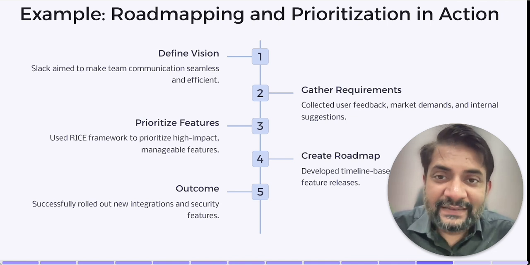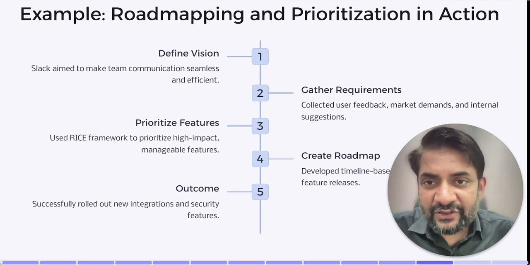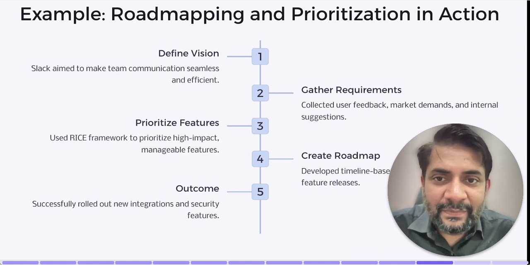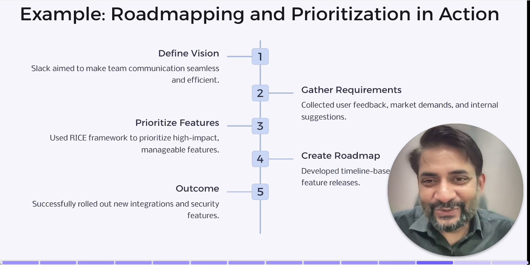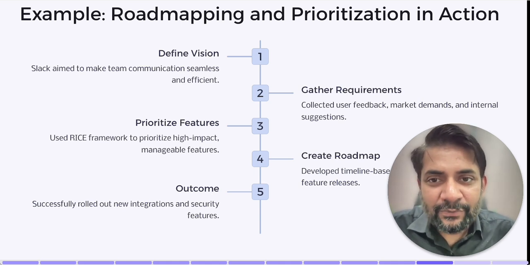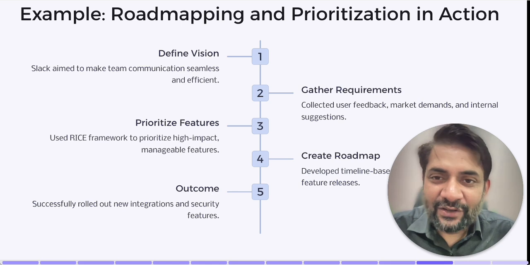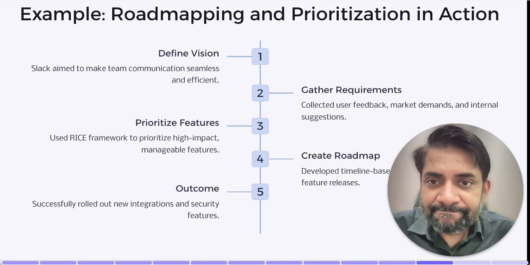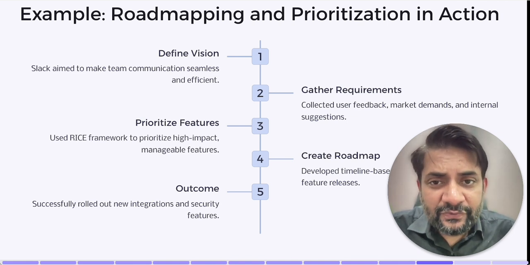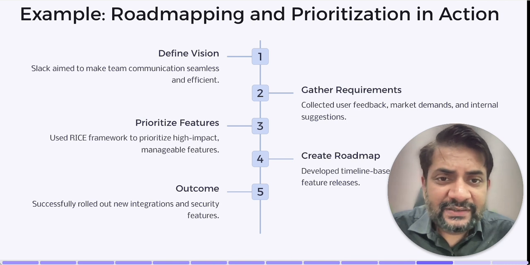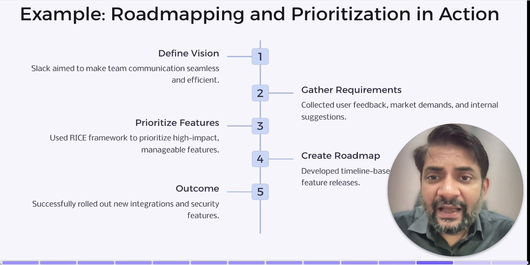Let us now look at an example of road mapping and prioritization in action. The example being Slack, the popular collaboration tool. You start with step 1, define the vision and goals. Vision: to make team communication seamless and efficient. Goals: increase user engagement, expand integrations, and enhance security features. Step 2 is to gather and prioritize requirements. Inputs: user feedback requesting more integrations, market demand for enhanced security, and internal suggestions for UI improvements.